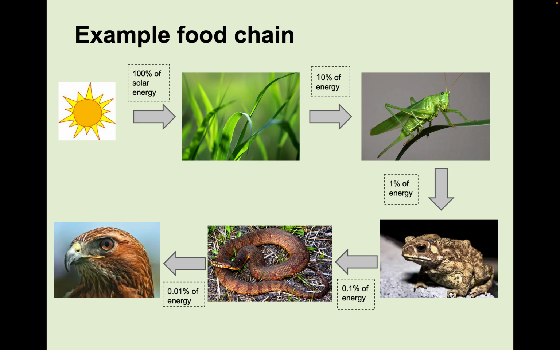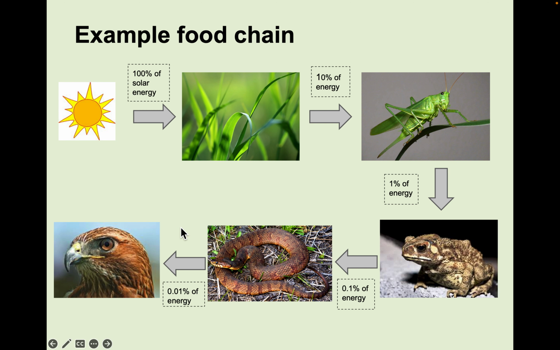Here was my food chain from before. So let's say my grass here is getting 100% of all the energy coming in from the sun. It needs 90% of that energy to do grass stuff, whatever grass does. And then it only passes on 10% to the thing that eats it, the grasshopper. It's going to use 90% of that, so it only passes on 1% of the total energy. And then this guy's only going to pass on 0.1, and this one's only going to pass on 0.01.